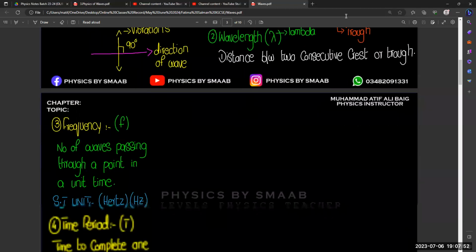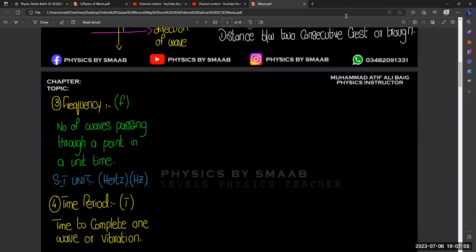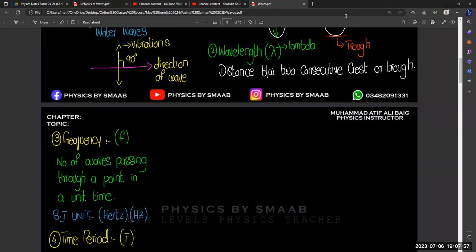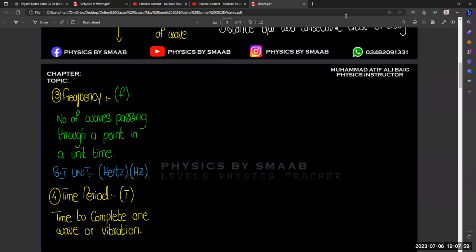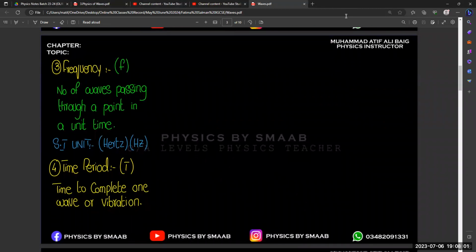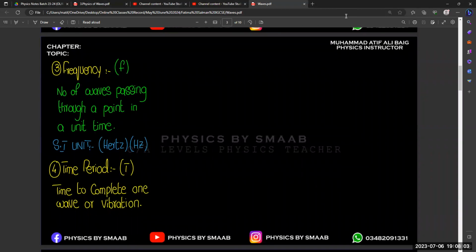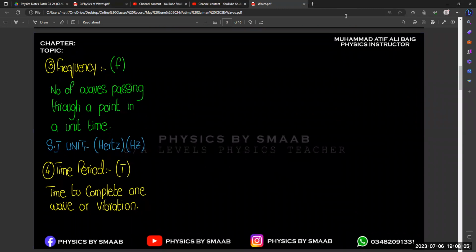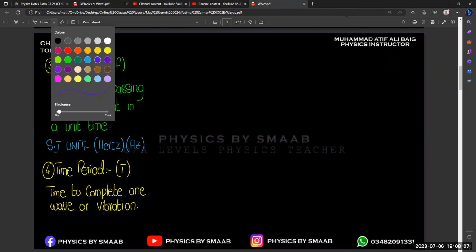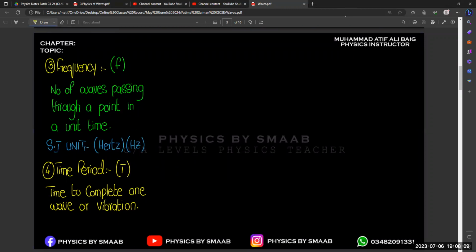After these quantities, we discussed frequency, time period, and wavelength. If we continue with these topics, I think we stopped here. So if we continue, there is a formula which is related to the speed of a wave.